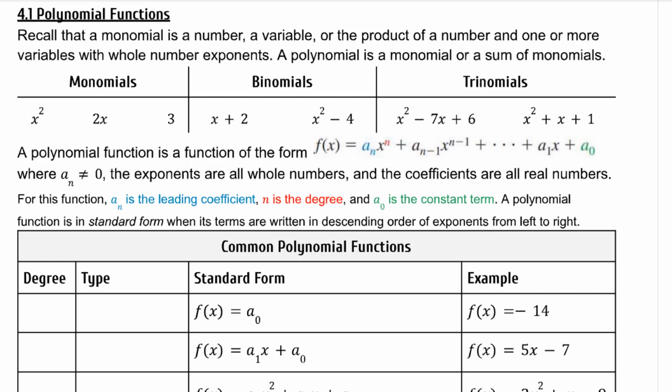Today we're going to talk about polynomial functions. We're going to cover the most common polynomial functions, what makes up a polynomial, and the end behavior in graphing.